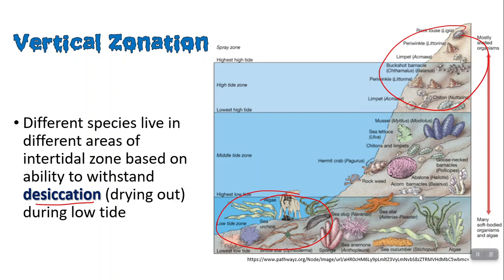Notice there's a lot of algae and stuff like that. They don't really have bones or stems, so they just fall over when they're not supported by water.